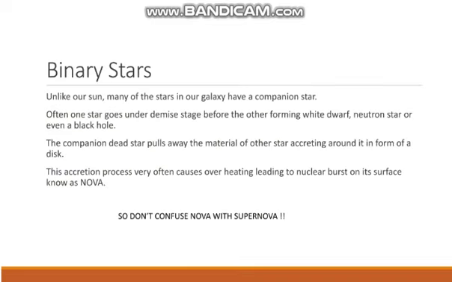Binary stars. Unlike our sun, many other stars in our galaxy have a companion star. Often one star goes through its demise stage, forming a white dwarf, neutron star, or even a black hole. The companion dead star pulls away the material of the other star, accelerating it around itself in the form of a disk. This accretion process very often causes overheating, leading to a nuclear burst on its surface known as a nova. So don't confuse nova with supernova.